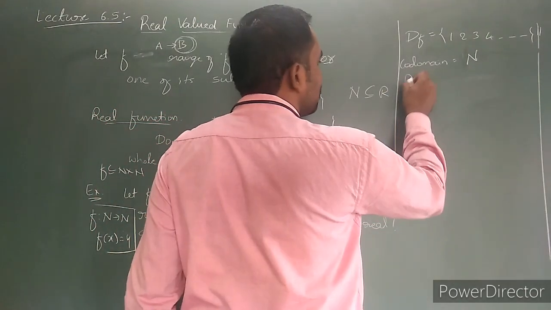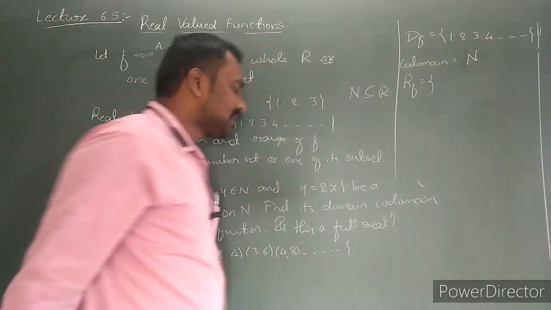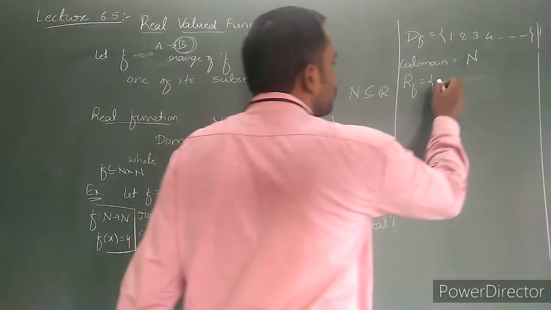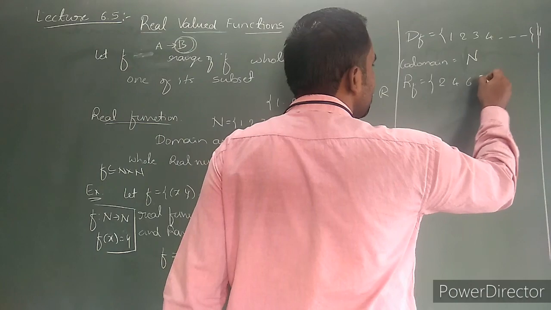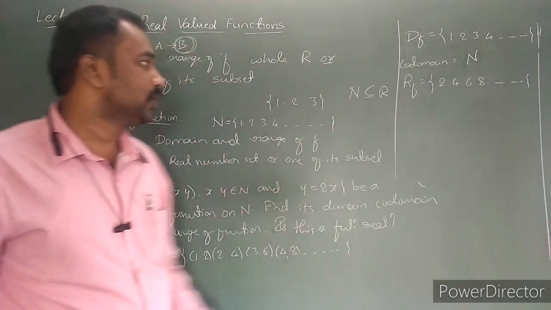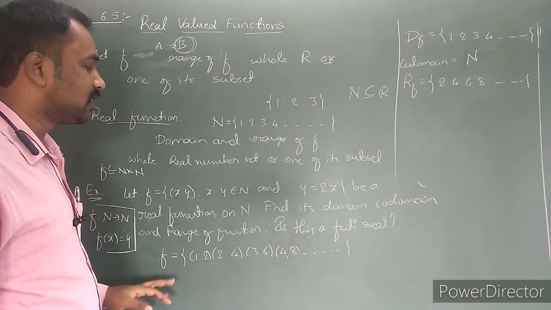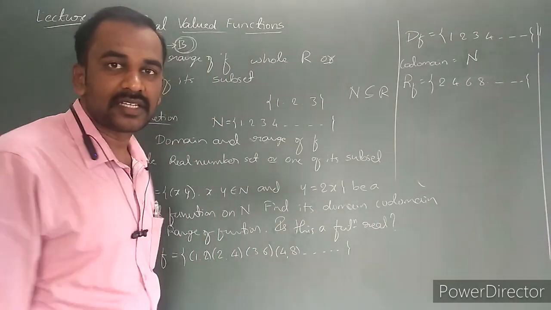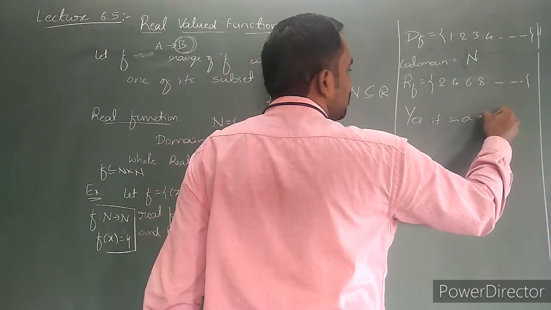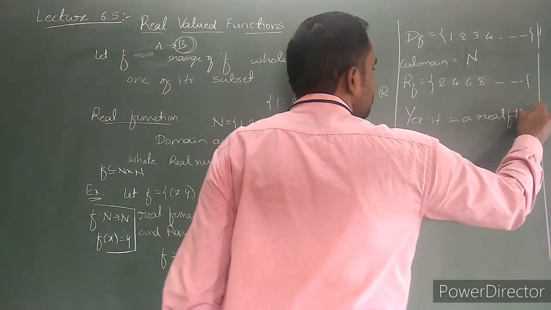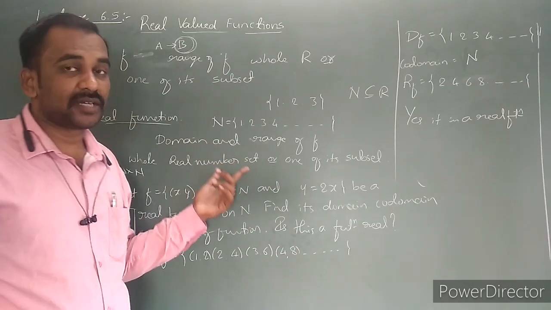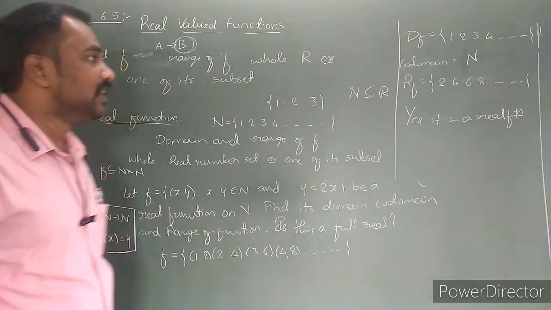Next, range. What is the range of the function? Range of the function is nothing but the second elements of the ordered pairs. What are the second elements? 2, 4, 6, 8, 10, 12, like that. Even numbers we will get from 2x. This is the range of the function. Is this function a real function? Yes, it is a real function. Why is it a real function? Domain and codomain are sets of real numbers, or here subsets of the real numbers. Obviously, it is a real function.